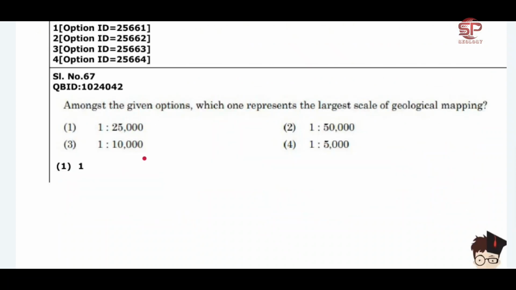Among the given options, which one represents the largest scale of geological mapping? The larger the number, the smaller the scale. Always remember, the larger the number, the smaller the scale. The smaller the number, the larger the scale. So large scale, 1:5000 among these options. Four.